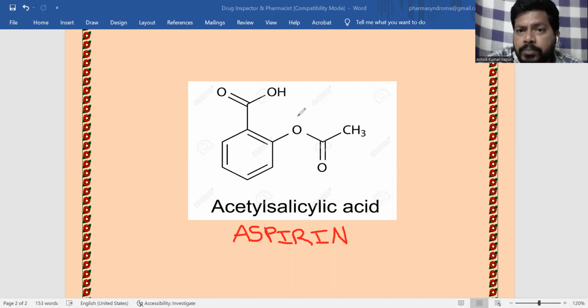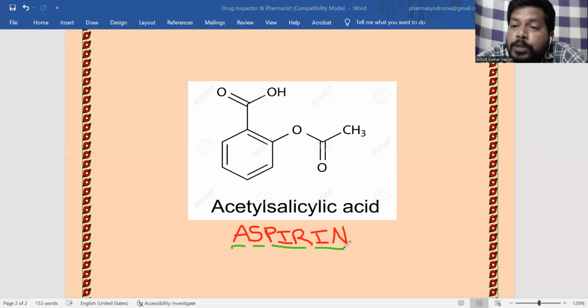So let's see, by the name itself, ASPRIN. A means acetyl, S means salicylic acid, PR, leaving the I, PR means prostaglandin, and IN means inhibitor of prostaglandin synthesis. So by name itself, it indicates acetyl salicylic acid is a prostaglandin synthesis inhibitor.